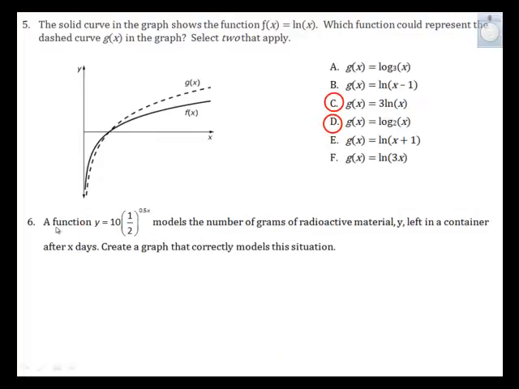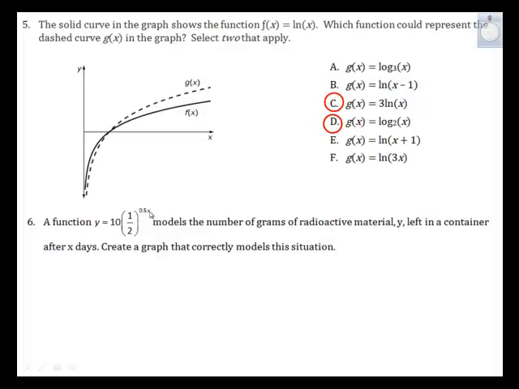All right, number 6, it says the function, and it gives an exponential function here. We can tell it's exponential because we have the variable up in the exponent. And then the b term is 1/2. Since it's less than 1, we know that this will be exponential decay. So I would just pick a couple values like in a t-chart, start substituting in things, because that's what it's asking: create the graph.